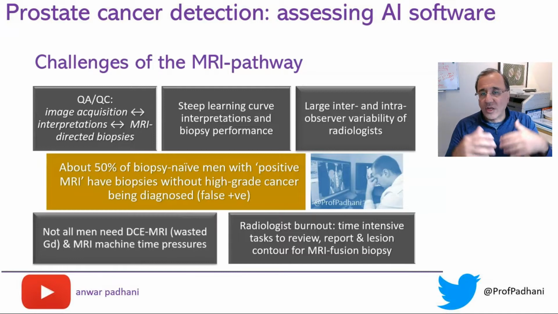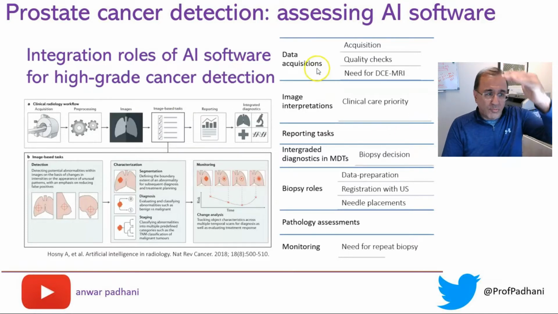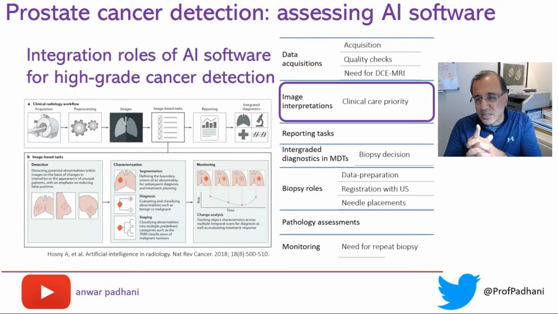And finally, we know that in about half the cases, the dynamic contrast enhancement that we use is not helpful for diagnosis, and that's wasted resources, both in terms of time pressures and, of course, gadolinium that is not useful. So one can see that there are a number of roles that an AI could play, and it could span a number of roles from data acquisition down to pathological assessments. But today I'd like to focus in on the image interpretation of the images.